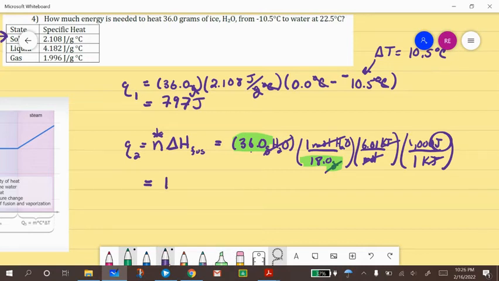We come up with 12,020 joules. So 12,020. And I'm going to just keep track of the fact that this is my significant digit. I should have 3 sig figs here.